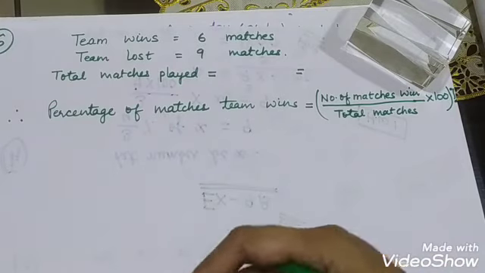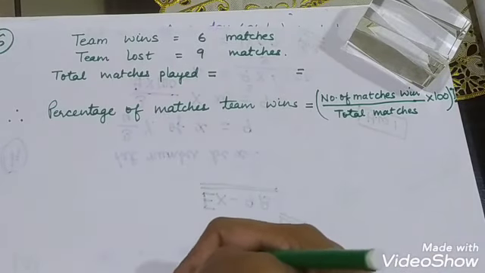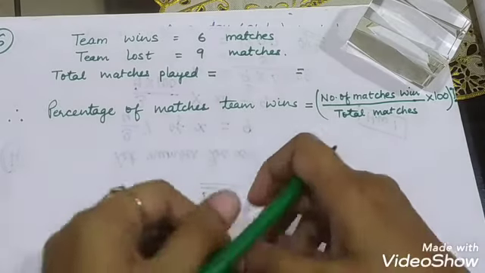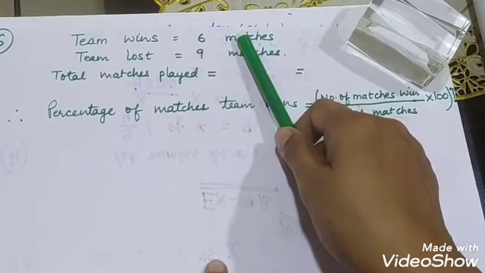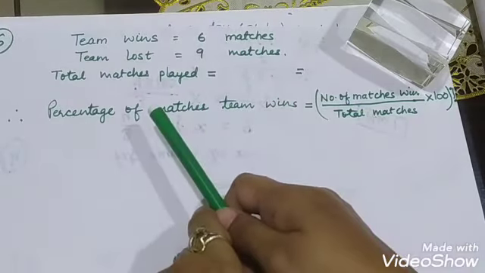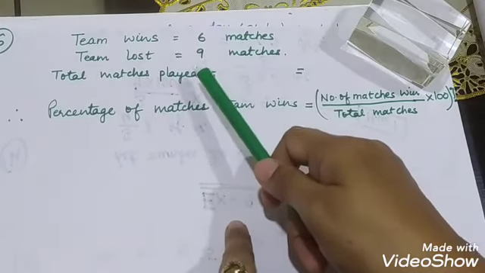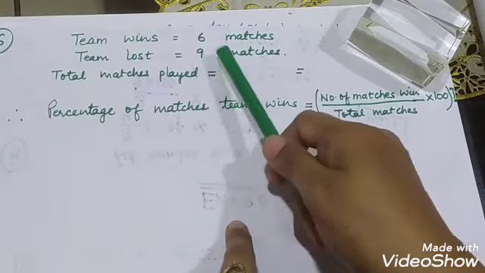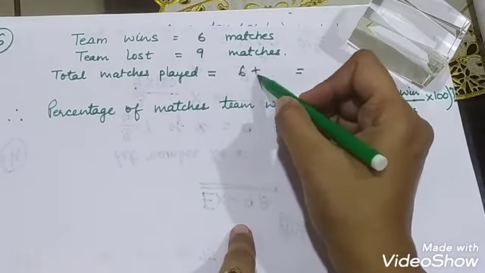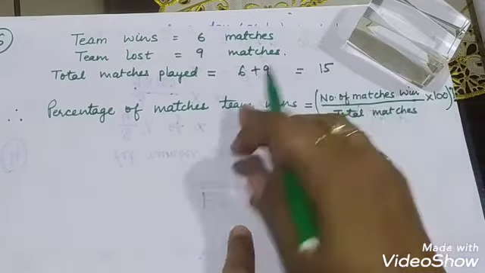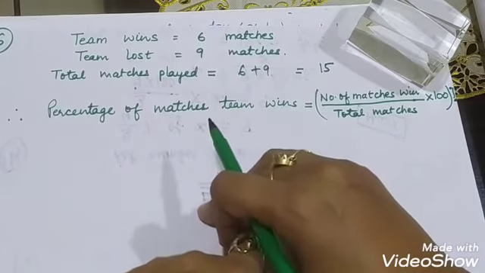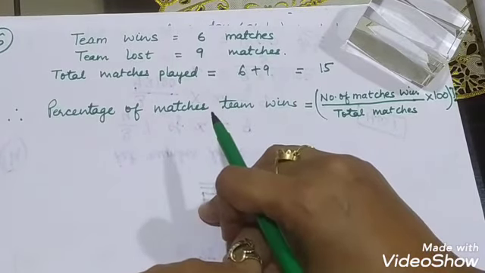Now we are having question number 6. Let us read it from the book. A team won 6 hockey matches and lost 9 matches. So the total number of matches played is 6 the team won and 9 the team lost. So how many matches are there in total? 9 plus 6 or 6 plus 9 means 15 matches are the total matches played by the team. Then they are asking what percent of the matches did the team win.